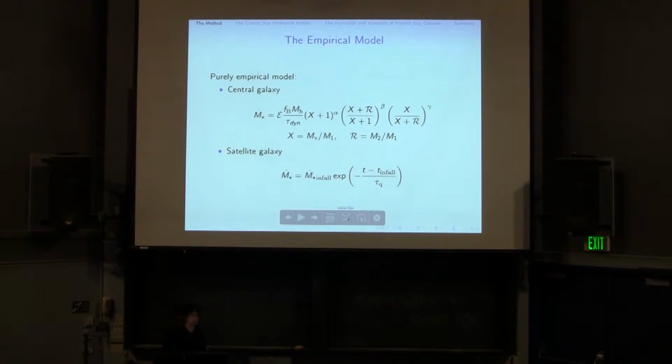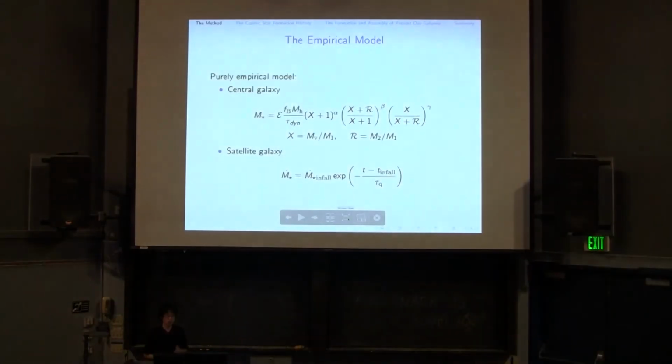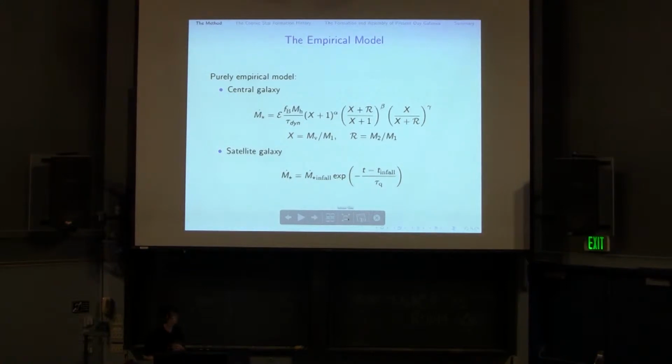In order to infer the cosmic star formation history from the observations, I adopt a purely empirical model. For the central galaxies, this model simply relates the star formation rate with the mass of the host halo and the redshift through some parametric functions. The function we adopt is a piecewise power law with 3 power indices, alpha, beta, and gamma, and 2 characteristic halo masses. Alpha controls the star formation rate in massive halos, and gamma controls the star formation rate in low mass halos.